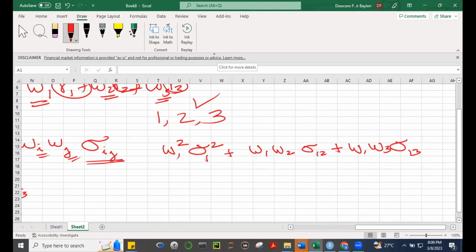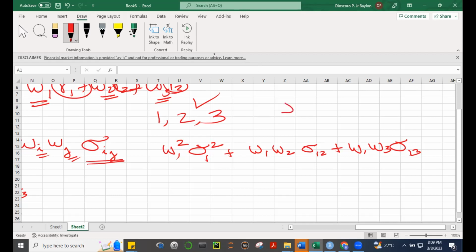Now let's go to i is equal to 2. So it will now be W2, W1, sigma 2, 1. But W2, W1, by commutativity, is just the same as W1, W2. And covariance 2, 1 is just the same as covariance 1, 2.